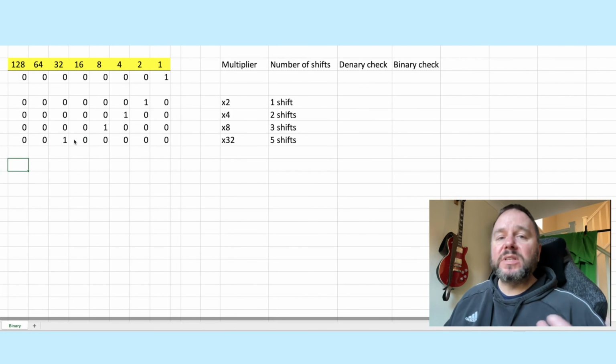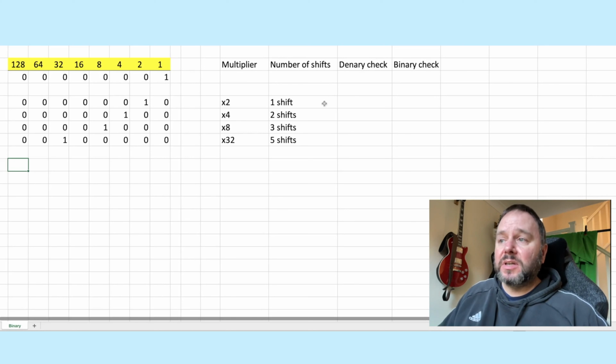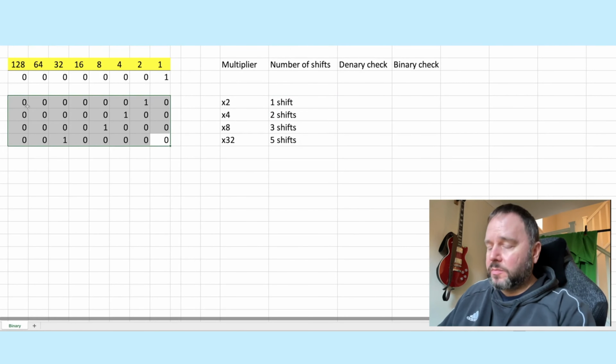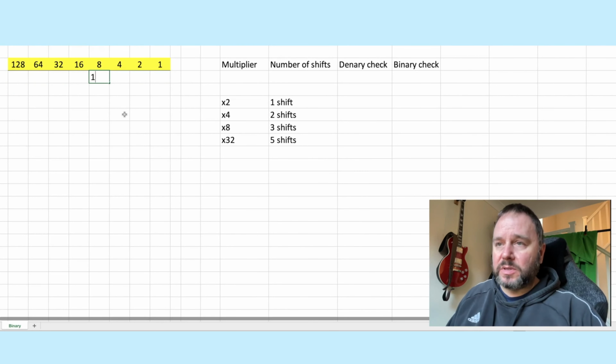Now this doesn't just apply to the number 1. But if you go back to the number 1, if you forget how many shifts, or you can't work out how many shifts it will take, the number 1 is a good starting point. Okay, let's try it with a larger number. Let's do it with this number here.